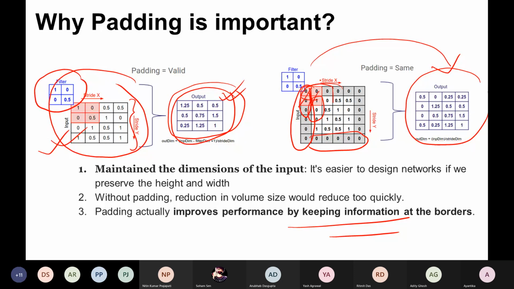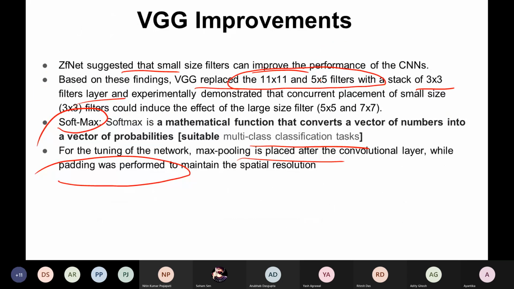Okay. So these are the main significant changes that were made in VGG. One is the reduction of filter size. Another is the usage of softmax, so that you can use it for multi-class problems. Second is padding. You can retain the border information in a better way, and you can handle the designed network better with a fixed dimension. So these are the improvements made in VGG. Okay.